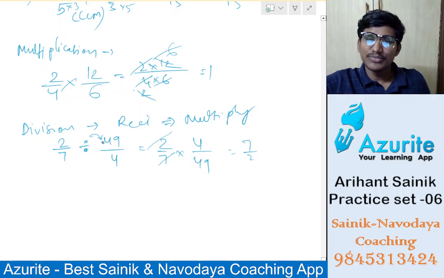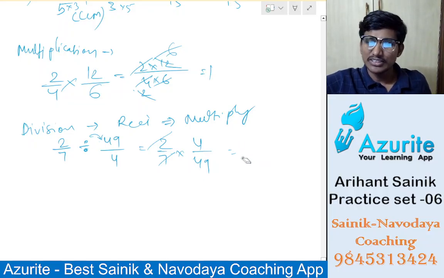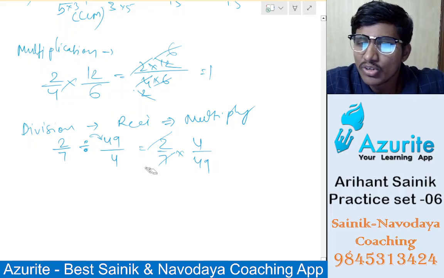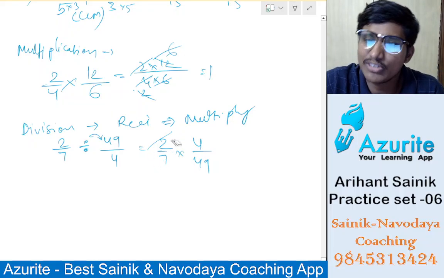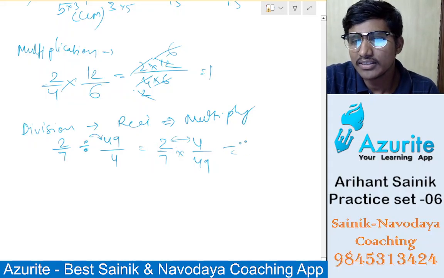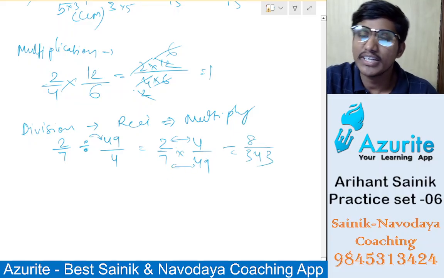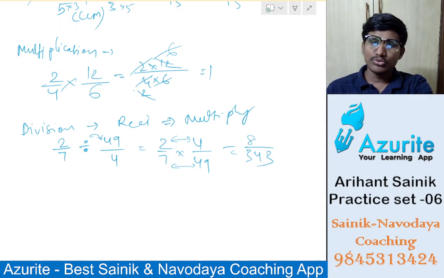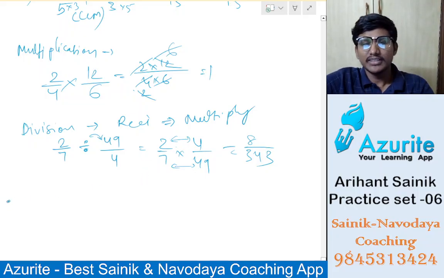Yes, we have to take the reciprocal, right? So here we can cancel only 2, and we cannot cancel anything else. 4 2s are 8 divided by 343. So 8 by 343 is the answer. Got it?